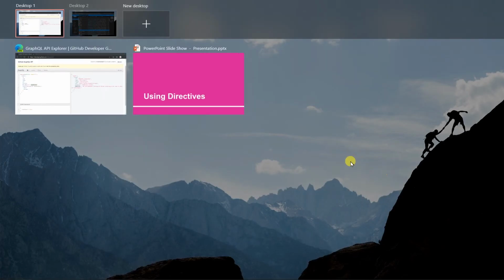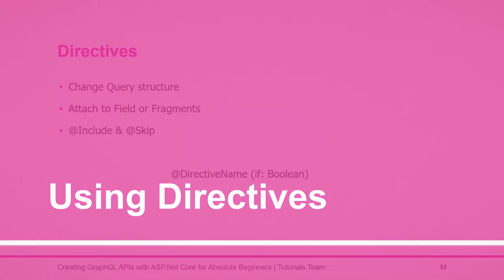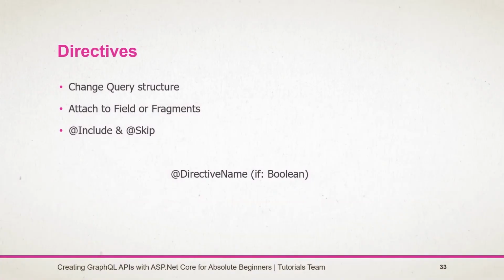Let's see what we have learned in this session. Directives are used to change the structure of the query. We can use the directive either on the field or the fragment. There are two types of directives, include and skip. The syntax for using the directive is right beside the field or the fragment name: @directiveName. Within the braces, specify the variable name with the if keyword.